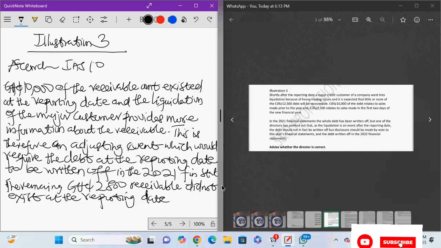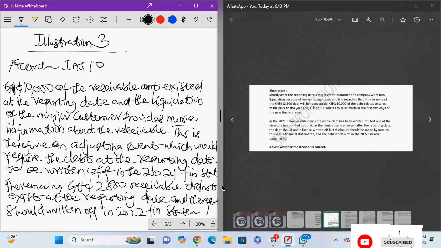So that is where the receivable did not exist at the reporting date, and therefore should be written off in the 2022 financial statement. All right, so that is it for illustration 3. Move on to the next one.